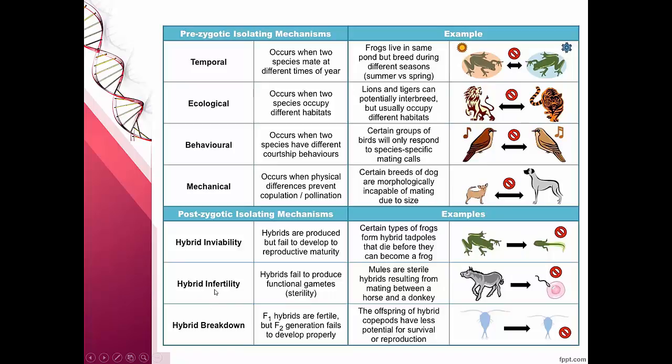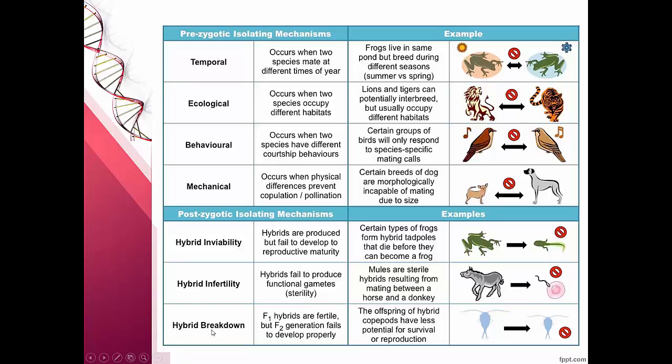All right, then we have hybrid infertility. Hybrids fail to produce functional gametes. Now, this is a very, very common one, because we're going to talk about hybridization later on in the course, and you're going to be like, oh, I know about that. So, mules. Mules are sterile hybrids. They result from the mating of a horse and a donkey, but when we look at what their chromosomes look like, you will see that that in fact produces a sterile organism. It cannot have babies, so you get one offspring out of it and then you're done.